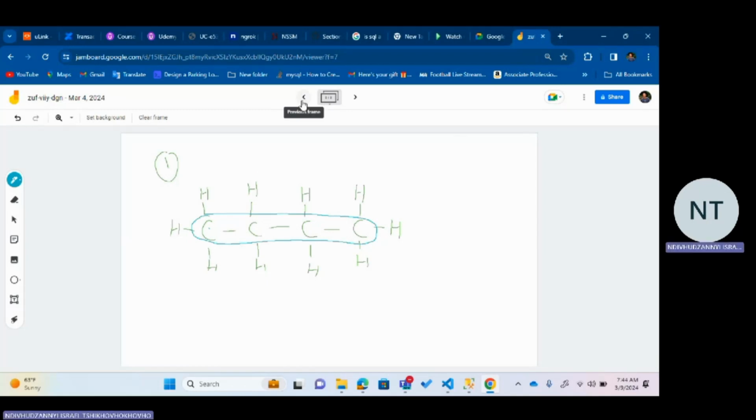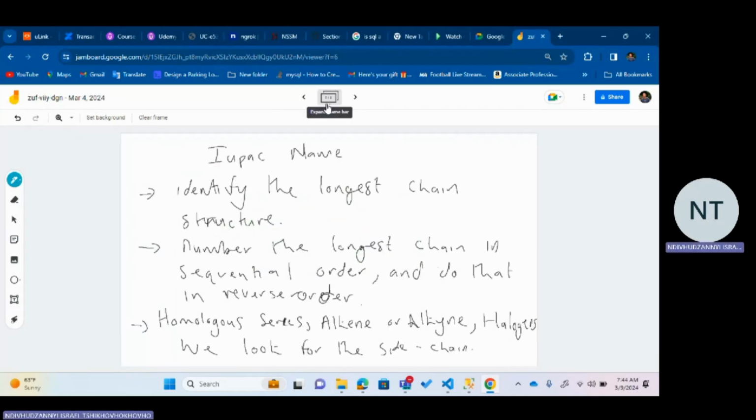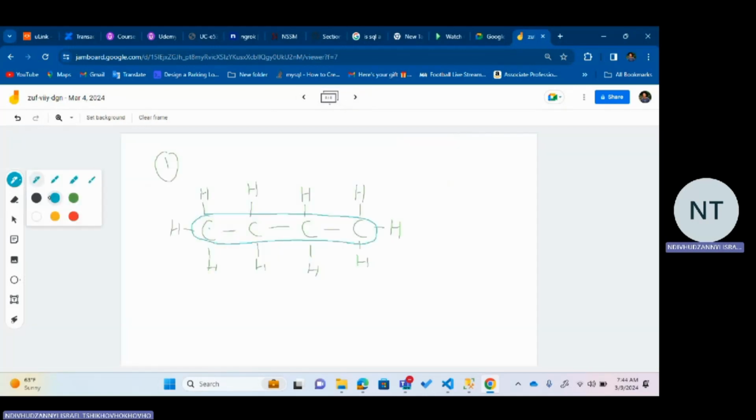Then what do I mean when I say number the longest chain in sequential order and do that in reverse order too? This is what I mean. We'll start from left to right: 1, 2, 3, 4. And also do it in reverse order: 1, 2, 3, 4. You see, I'm so specific in this numbering thing. You number the longest chain, not anything else, right? You number the longest chain.